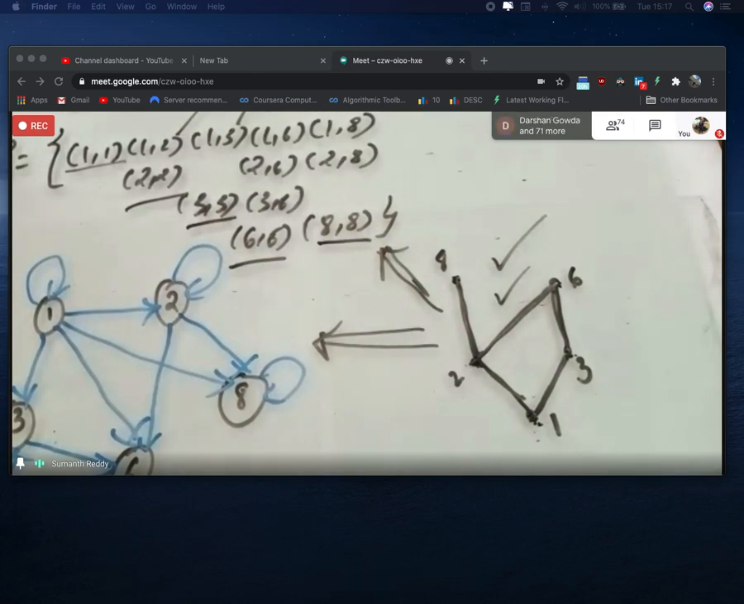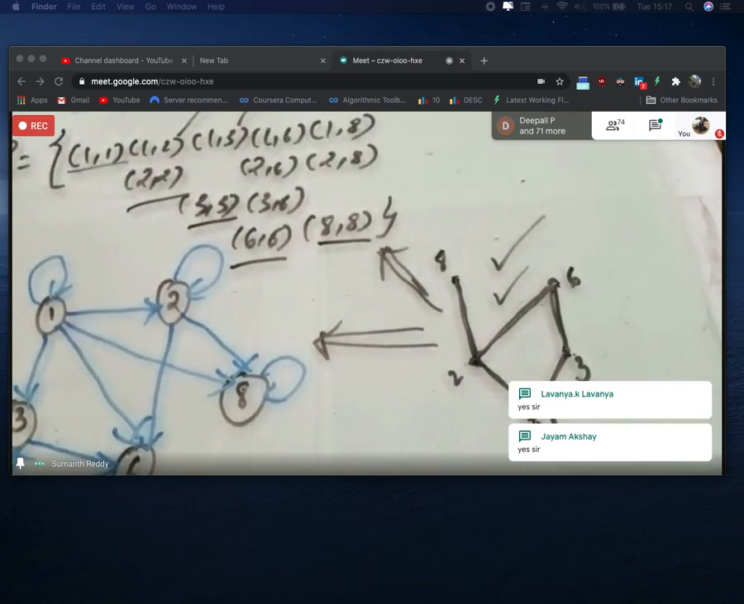Students, is this example okay? Have you understood? Can I go to the next example? Have you understood this example? Okay, so now I will go to the next example. Just give me 2 minutes.